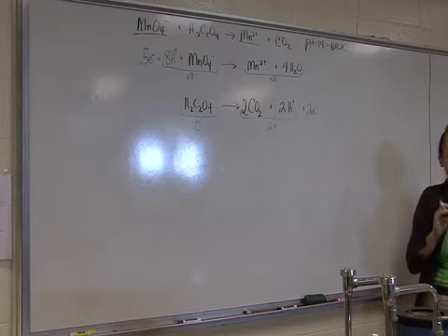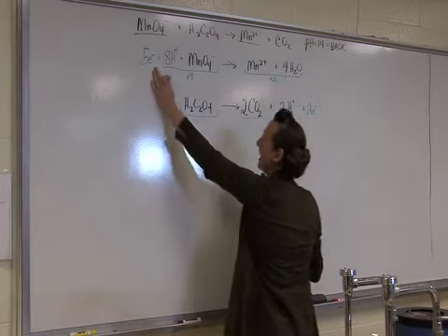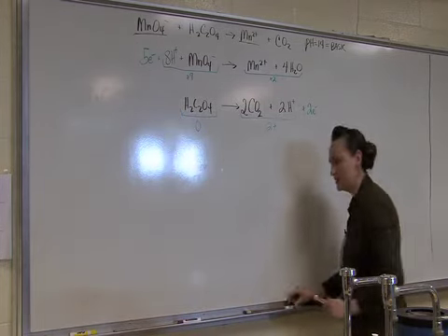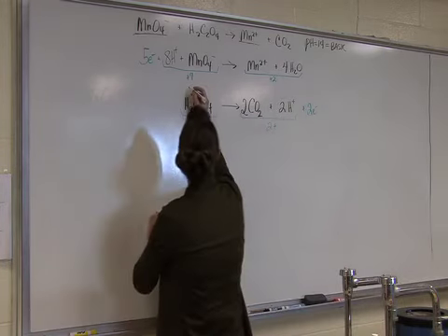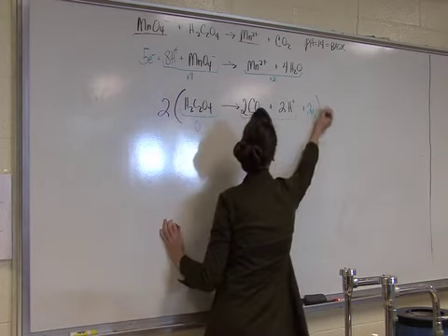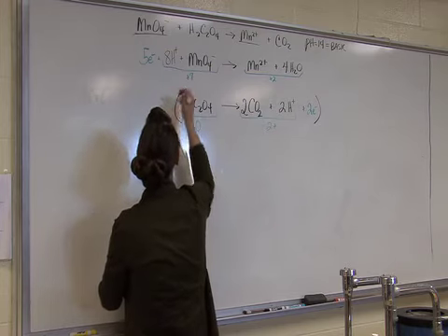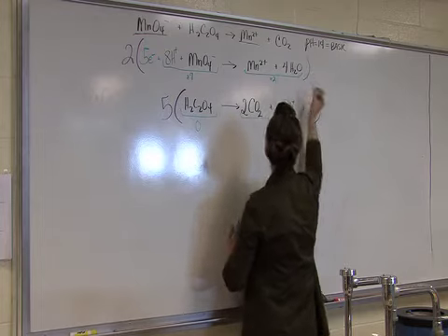All right, now we have to make the electrons equal. The electrons lost have to be the same as the electrons gained. This is 5 and this is 2. So the lowest number of electrons we can transfer here is going to be 10. So I'm going to multiply this whole thing by 2. And this whole thing, 5. And this whole thing, the first one, by 2.